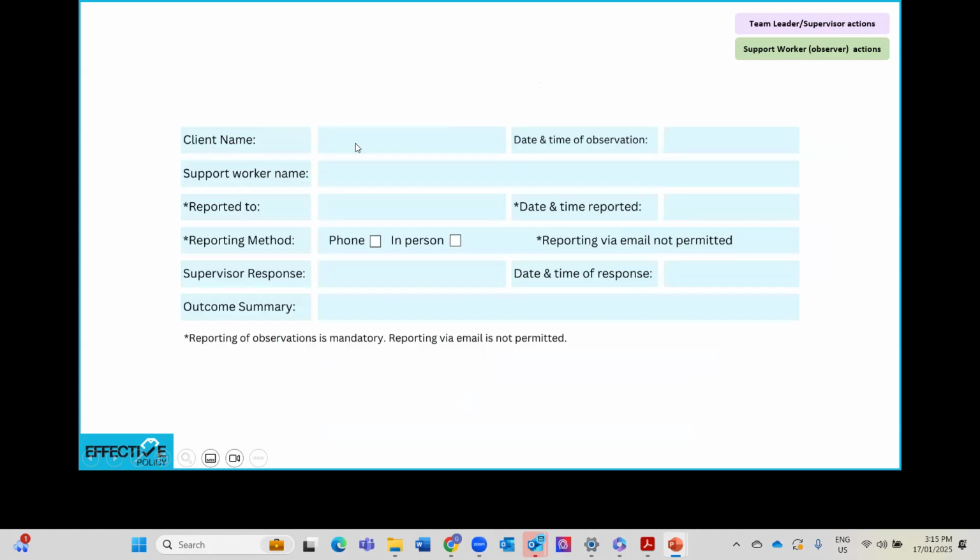So in terms of the client's name, the date of the observation, the support worker's name, reported to, date and time, how did you report it, phone or in person. Email isn't permitted in this respect, because there has been a lot of evidence that it just wasn't done properly, and there's nothing you can do at a later date to go back and really rectify that situation.